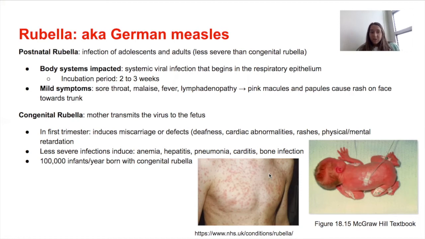Less severe infections usually are ones that occur later on in the second trimester and can induce anemia, hepatitis, pneumonia, carditis, bone infection. So still pretty significant. And there's about 100,000 infants a year that are born with congenital rubella. And then in the right lower hand corner, you can see a baby that has the congenital rubella virus.